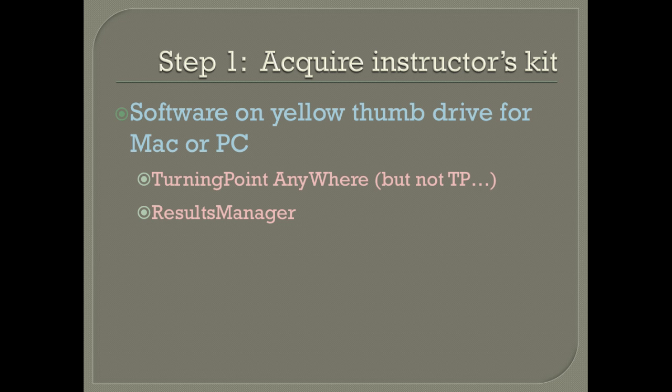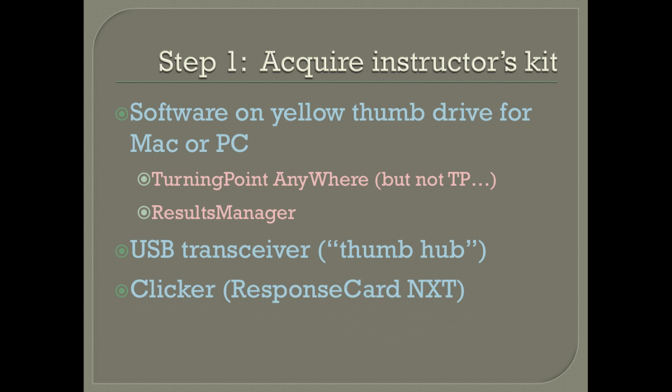Another piece of software is known as Results Manager, which is for course management. Then in the instructor's kit, you'll find 2 hardware items, a USB transceiver, also known as a thumb hub, and a clicker, which in this particular case will be a response card NXT, the type of clicker from Turning that we use on the Fitchburg State campus.